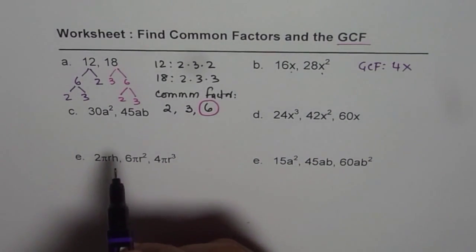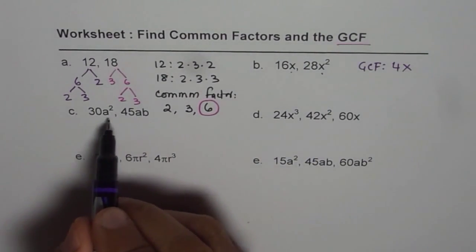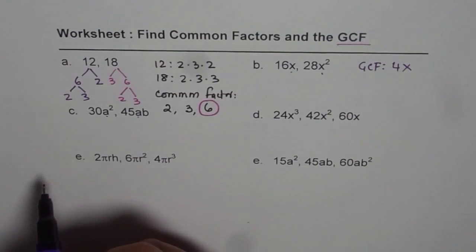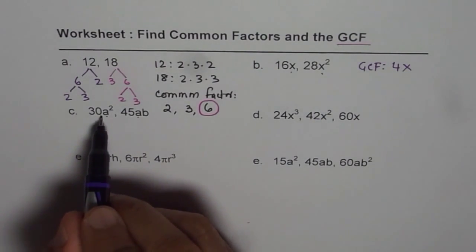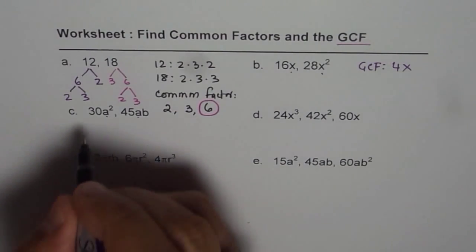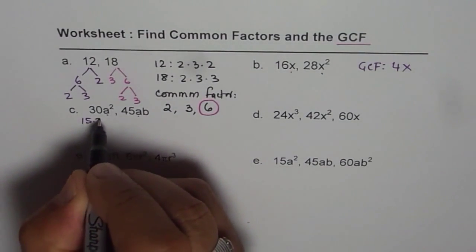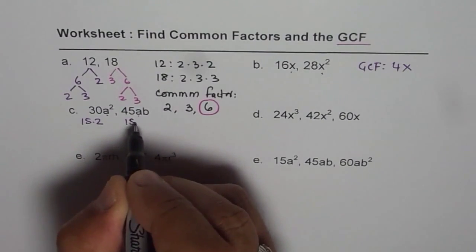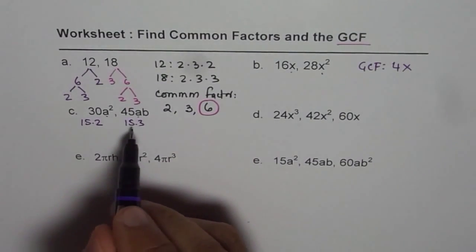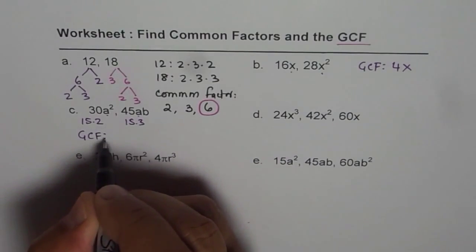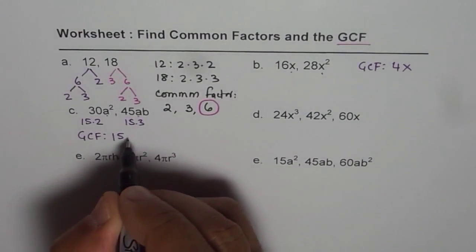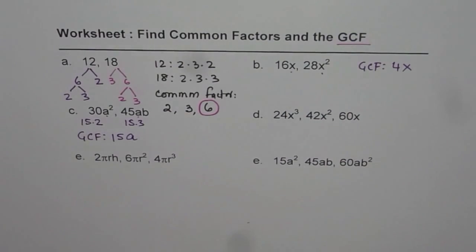In part C, as far as variables are concerned, a is a common factor. Now as far as the constants are concerned, we can write 30 as 15 times 2, right? So 30 is 15 times 2 and 45 is 15 times 3. 15 is the greatest common factor, right? So in this case, greatest common factor is 15 and the variable a.